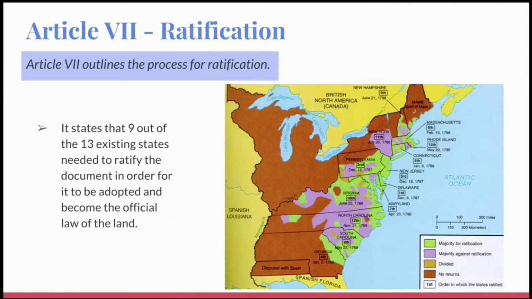Article 7 talks about ratification. This is basically how the Constitution was put in place. It states that 9 out of the 13 existing states at the time (we have a few more now) needed to ratify the document in order for the Constitution to be adopted and become the official law of the land. We don't use this section anymore because the Constitution has already been adopted.